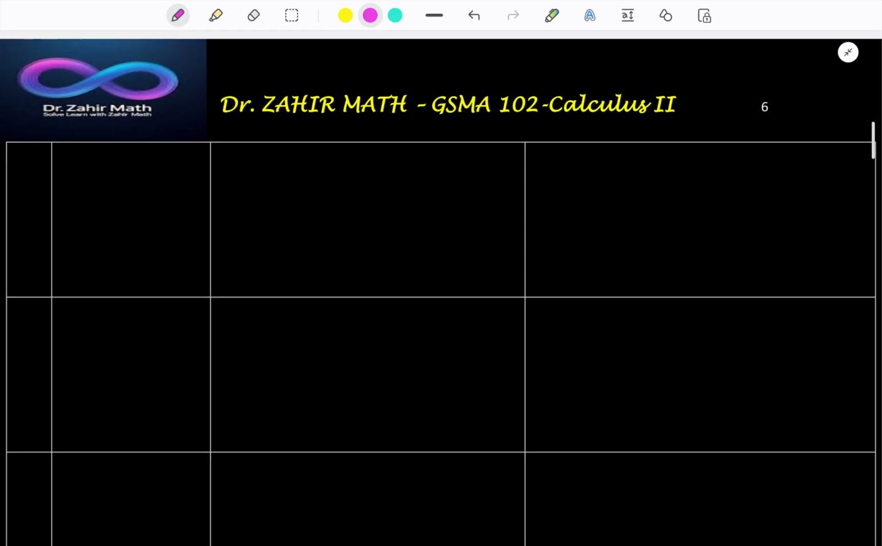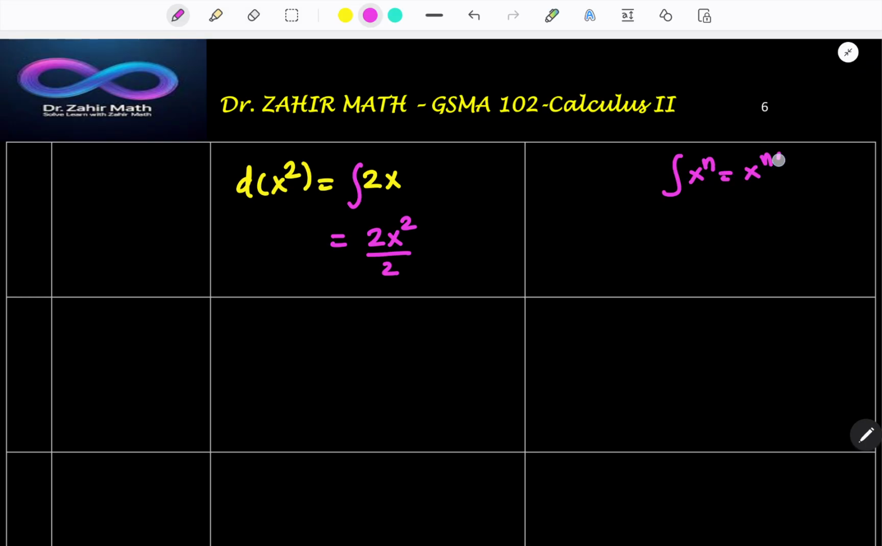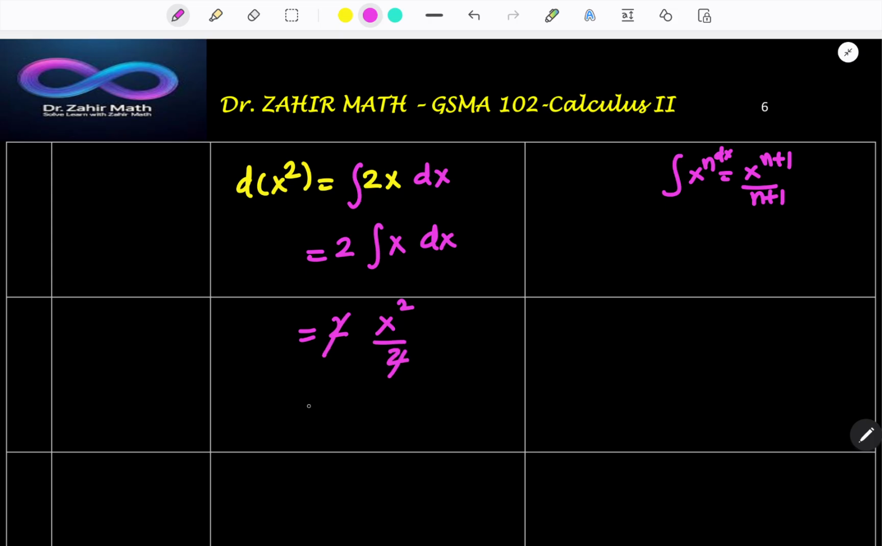So let me explain this one. Just listen here. What is the differential of x square? 2x, right? Now let me integrate this 2x. So this equals 2x square divided by 2, right? Because what is integral of x power n? It is x power n plus 1 divided by n plus 1, right? Similarly, this 2 will come out, integral x dx, so this equals 2 times x square divided by 2. The 2 gets cancelled. So you are going to get x square.